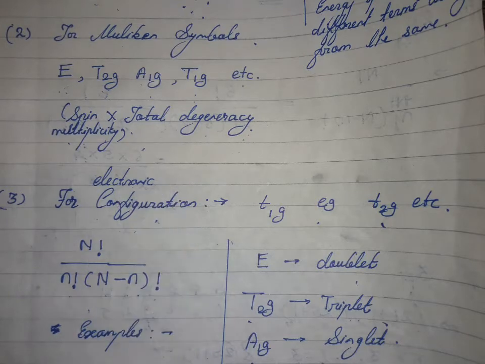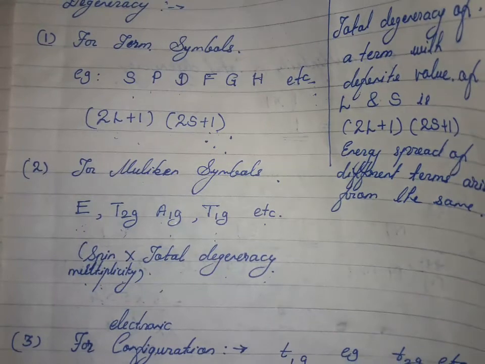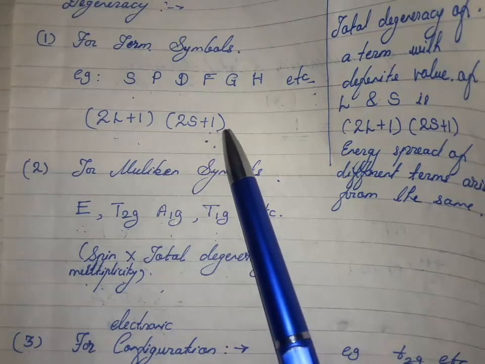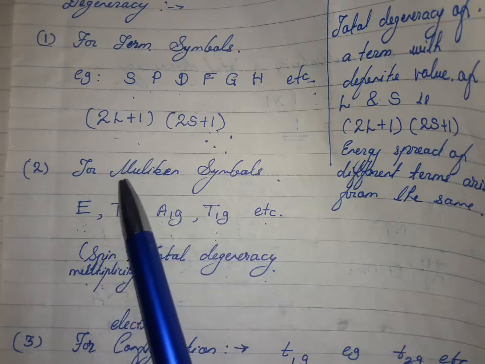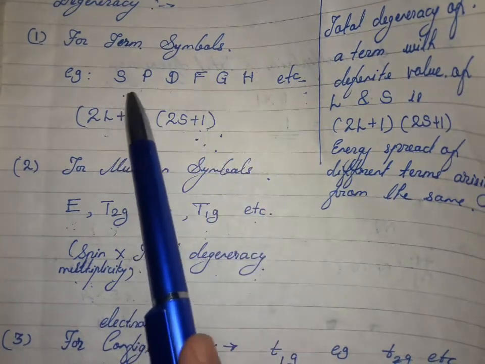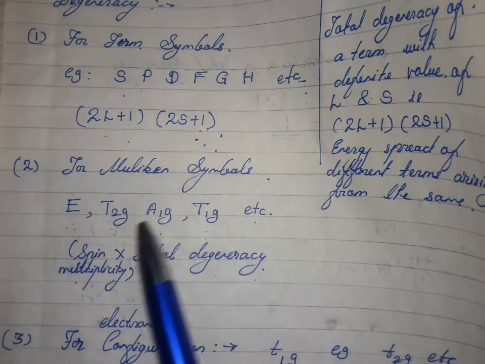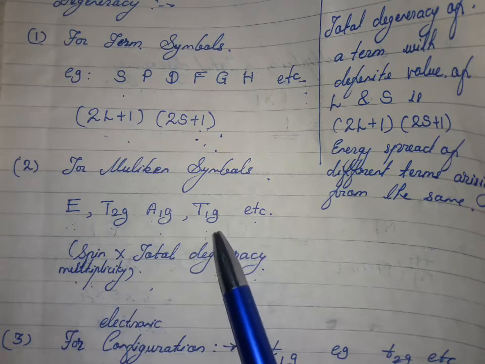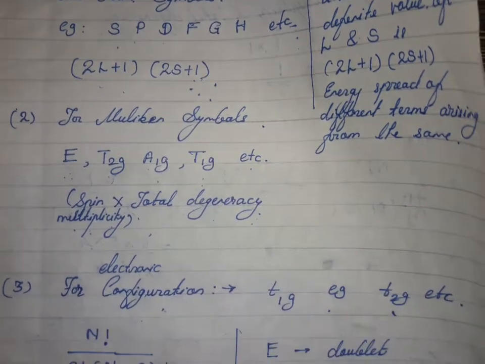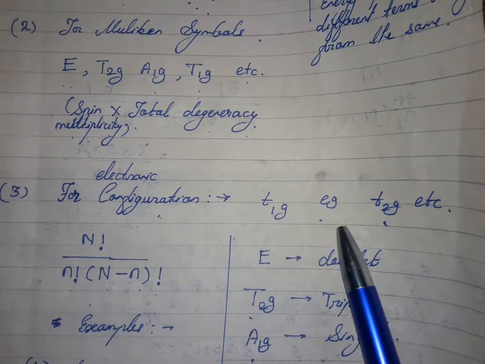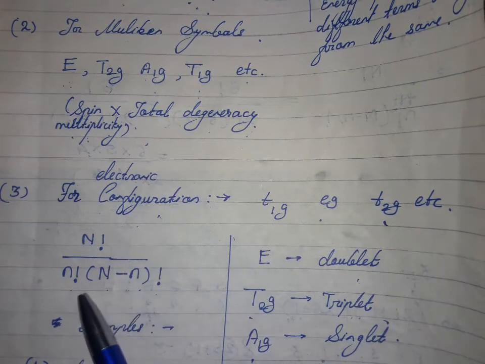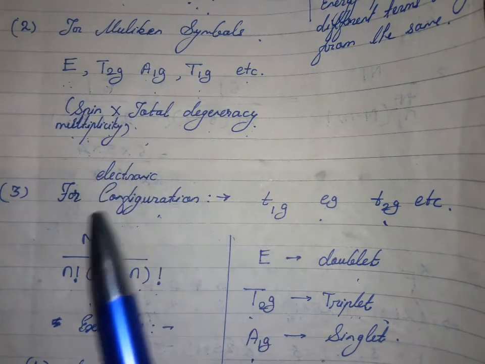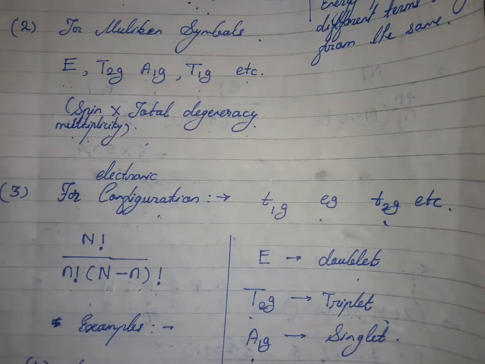So there are 3 formulas. For term symbols, which are all capital letters like S, P, D, F, G, H, we use (2L plus 1) into (2S plus 1). For Mulliken symbols, also capital, like E, T2G, A1G, T1G, etc., we use spin multiplicity into total degeneracy. And the last one is electronic configurations like T1G, EG, T2G, etc., for which we use the factorial formula.